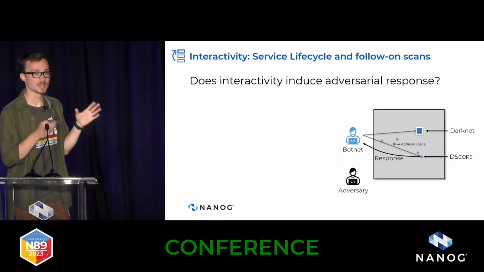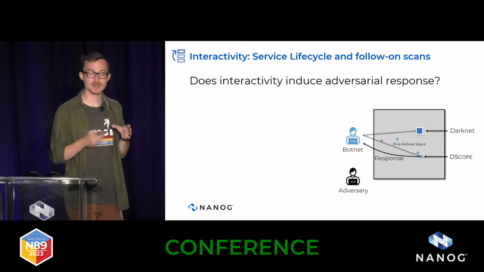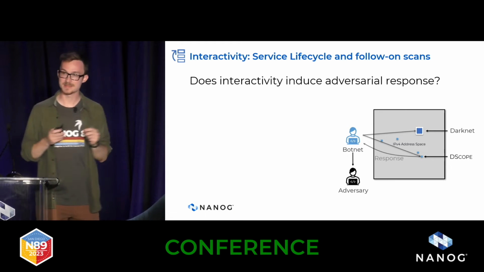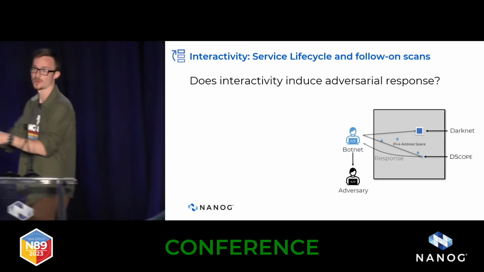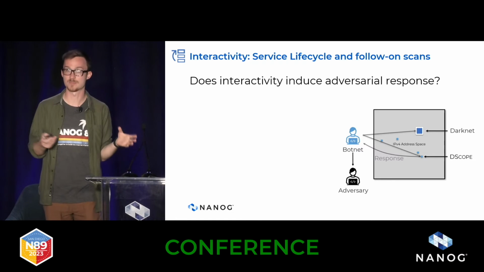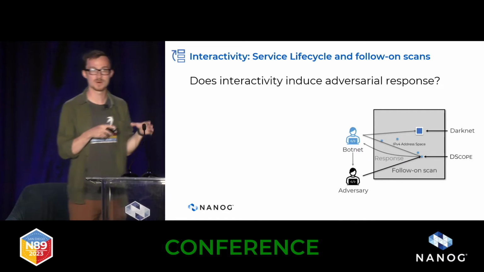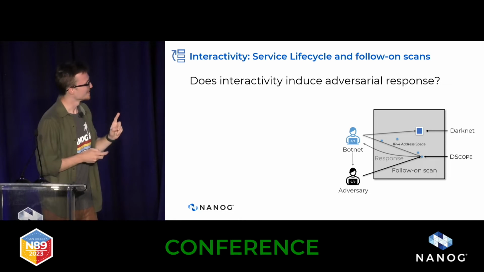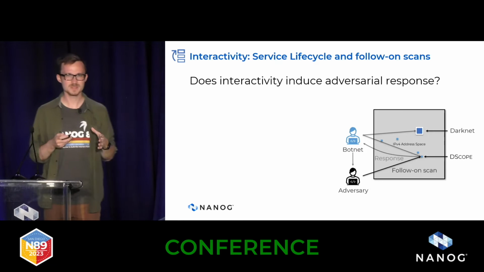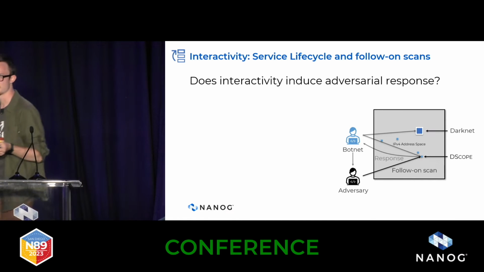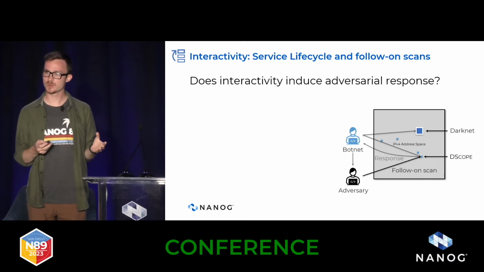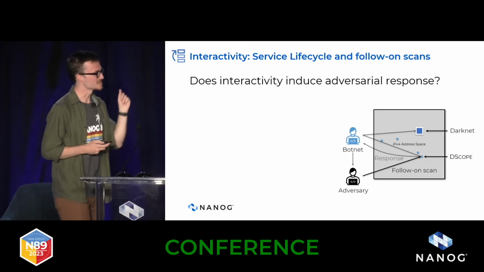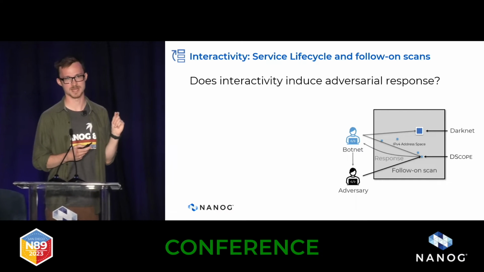At this point, the botnet is going to send information on active services to the adversary via a command and control server. And the adversary is the one that will actually deploy the exploits. They'll attempt to compromise these servers by sending a follow-on scan to discover vulnerabilities. The important thing to note here is that this follow-on scan is the one we're really most interested in. That's what's going to tell us what attacks adversaries are deploying, what services are vulnerable, and so on. And so the question here is, does DScope receive these follow-on scans?